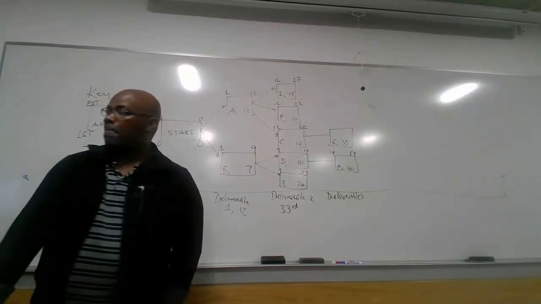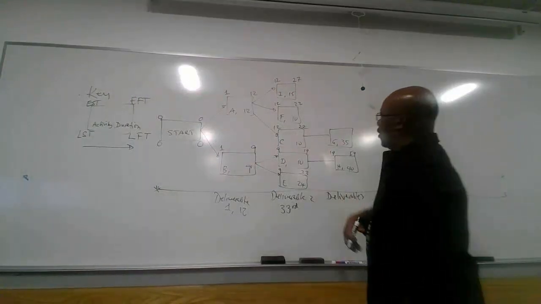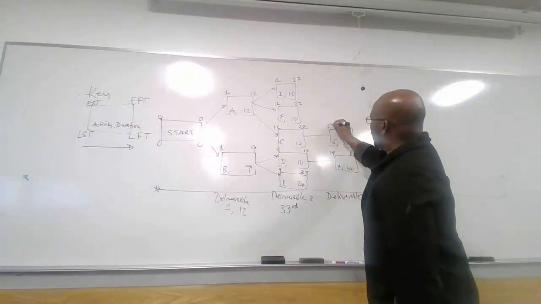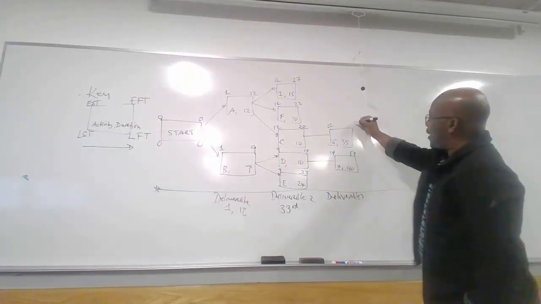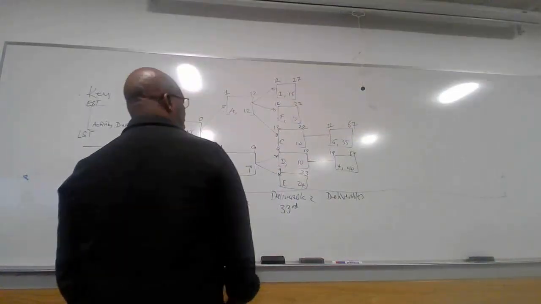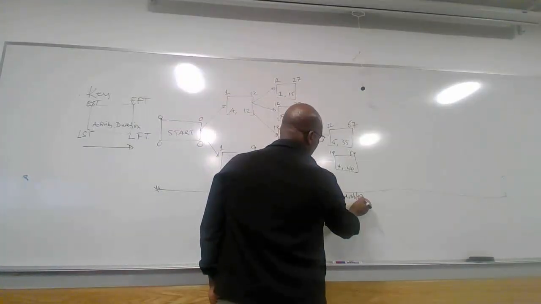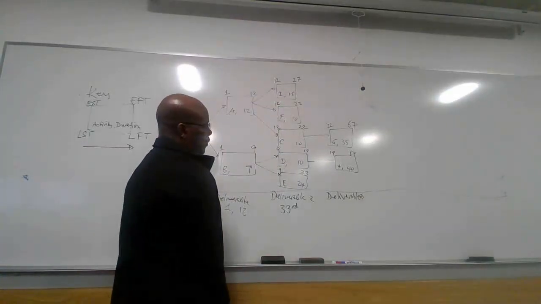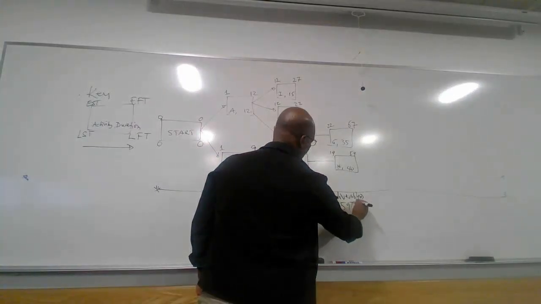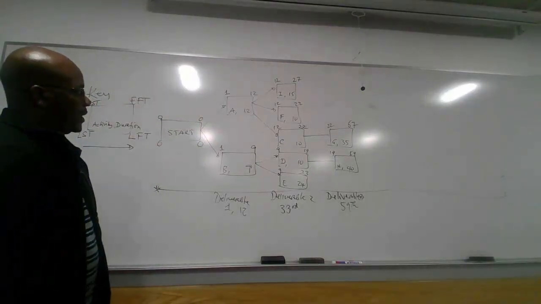How about G? G has 35, and it will start on the 22nd. And so here it will be 57. So that's the third deliverable, number 3. And that deliverable will be completed on the 59th week. That's when that third deliverable will be completed.